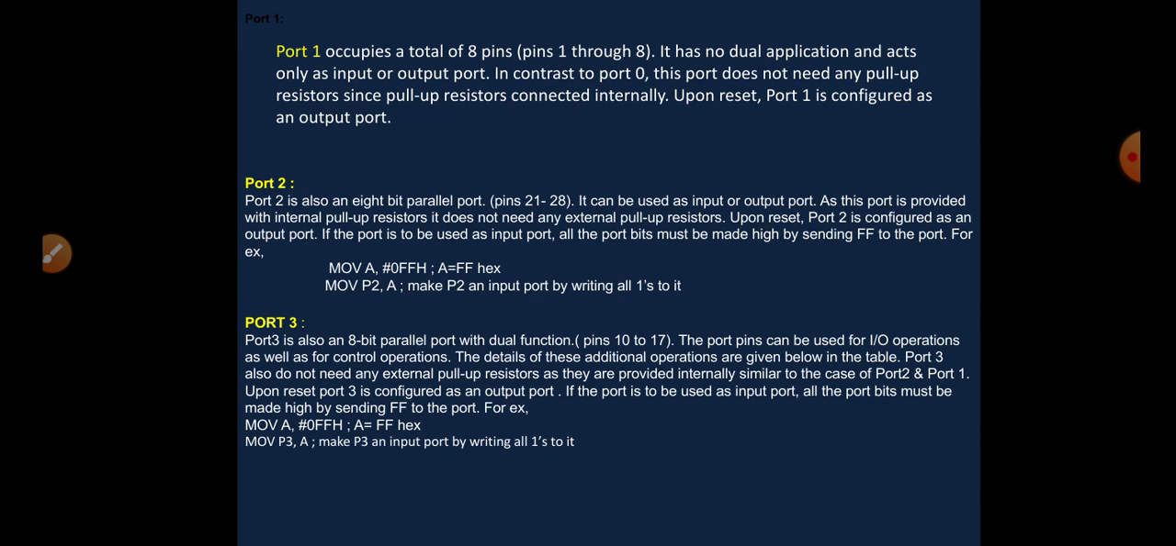Then you have port 2. So port 2 is also an 8-bit parallel port, that is from pin number 21 to pin number 28. It can be used as the input or output port. So port 2 is provided with the internal pull-up resistors. It does not require any external pull-up resistors. Upon reset, port 2 is configured as an output port. If the port is to be used as an input port, then all the port bits must be made high, means a 1 has to be written into the port pins.